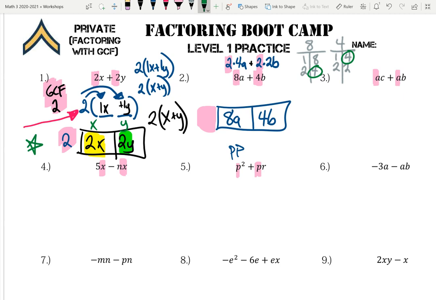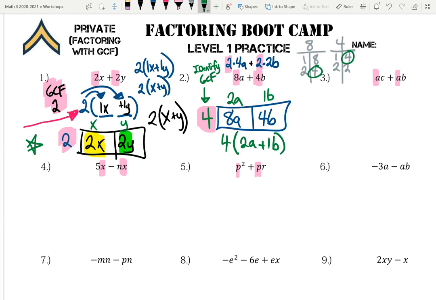Knowing your number sense is where it's going to pay off. If you know your multiplication facts, this is where it's going to pay off. 4 is the biggest number they have. The faster you're able to identify the GCF, the easier it's going to be. More experience is what's going to enable you to be successful. Now I think, 4 times what is 8a? 2a. 4 times what is 4b? 1b. Thus resulting in the factored form of 4 times 2a plus 1b.